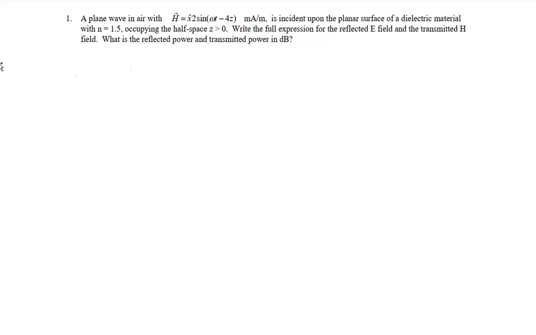First, we are given a wave in air with an H field given as this function, in milliamps per meter. This wave is incident upon a surface of dielectric material with n equals 1.5, and the material is occupying the half space z greater than 0. We need a full expression for the reflected E field and the transmitted H field. It's also asking us for the reflected power and transmitted power in dB.